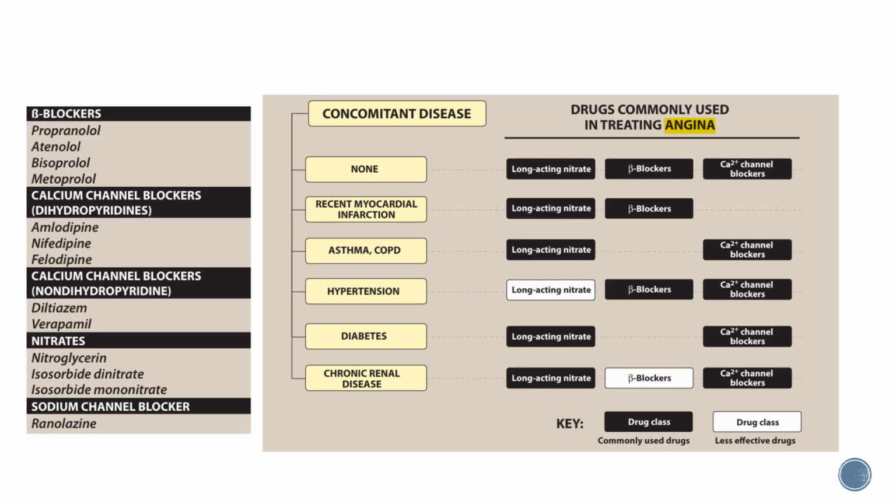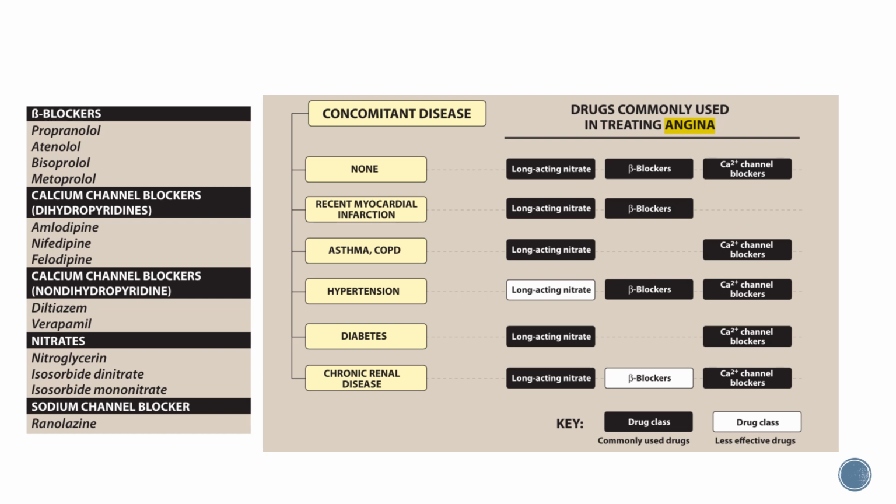Now let's discuss why we have chosen amlodipine as the correct answer. These are the drugs mainly used for the treatment of angina. The first one is beta blockers, which include propranolol, atenolol, bisoprolol and metoprolol. Then calcium channel blockers, among them dihydropyridines include amlodipine, nifedipine and felodipine, and non-dihydropyridines include diltiazem and verapamil. Then another option is nitrates, which include nitroglycerin, isosorbide dinitrate and isosorbide mononitrate, and then sodium channel blocker, an example is ranolazine.